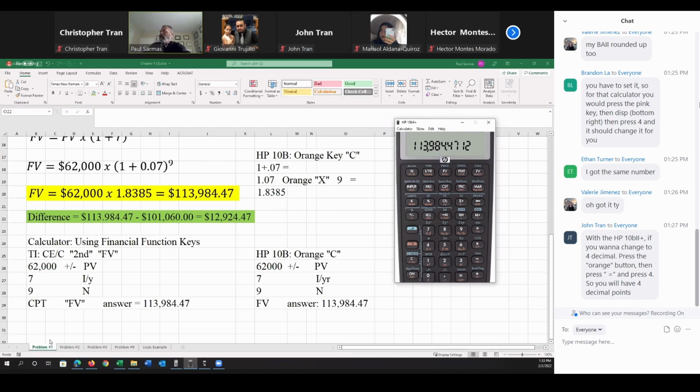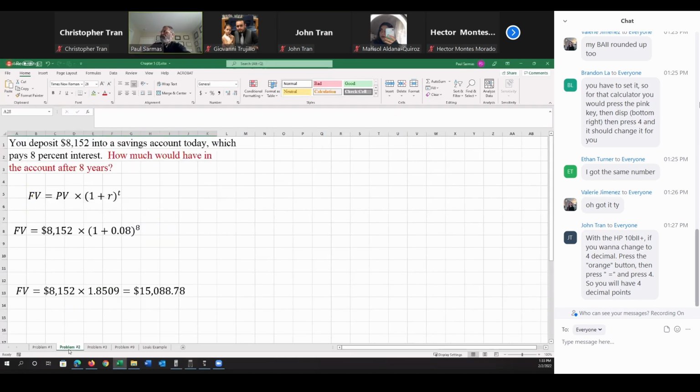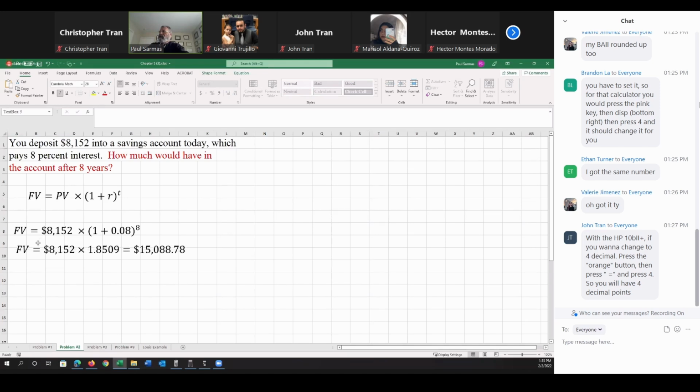Okay, let's go to the next problem. You deposit 8152 into a savings account today. So 8152 becomes your what? Present value. Here, I've been very nice and I put the number in here. Okay, so interest rate is 8%. I want to know how much I would have in the account after 8 years.